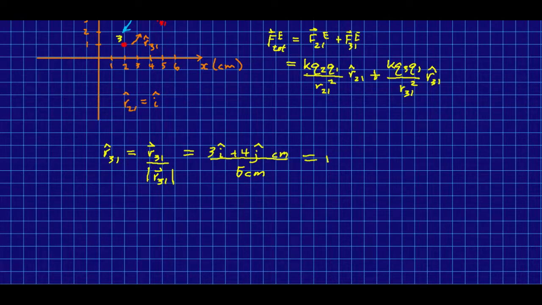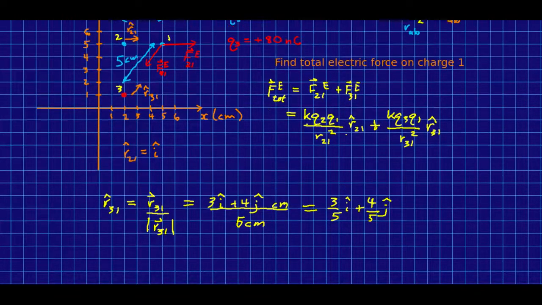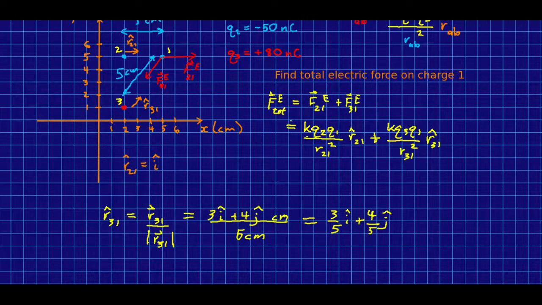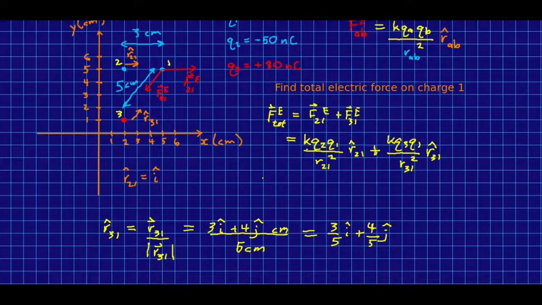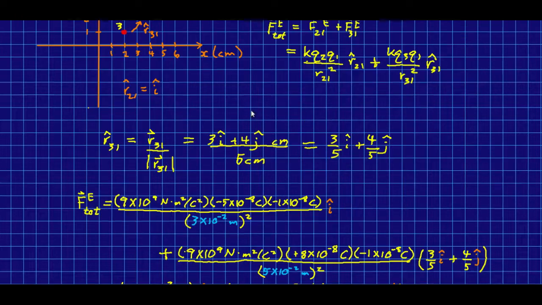And so there is R hat 31. It is just 3/5 i hat plus 4/5 j hat. There we go. So we can now easily write out this total force because we have all these numbers, and so I will now do that. I have plugged all the numbers into that expression, and note that tens of nanocoulombs comes out to 10 to the negative 8 coulombs, and centimeters is 10 to the negative 2 meters.